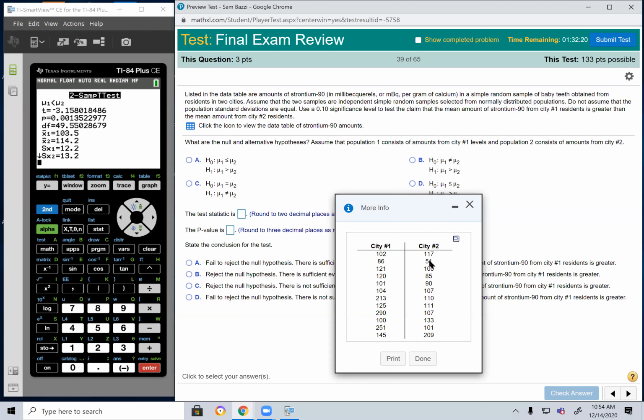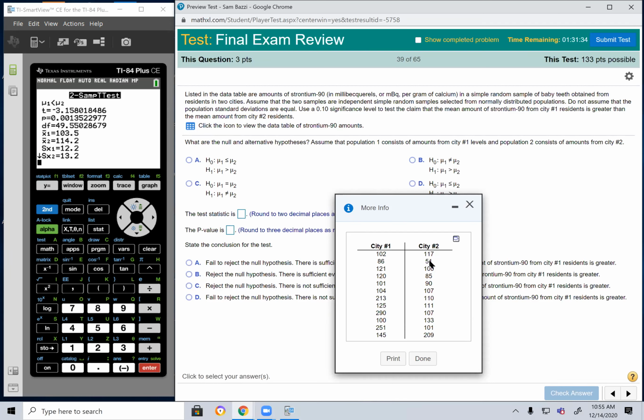Okay. Listed in the data table are amounts of strontium-90 in milligrams or MBq per gram of calcium in a simple random sample of baby teeth obtained from residents in 2 cities. Assume that the 2 samples are independent, simple random samples selected from normally distributed populations. Do not assume that the population standard deviations are equal. So what does that mean, guys? When he says, do not assume population standard deviations are equal. Pooled is what? No.